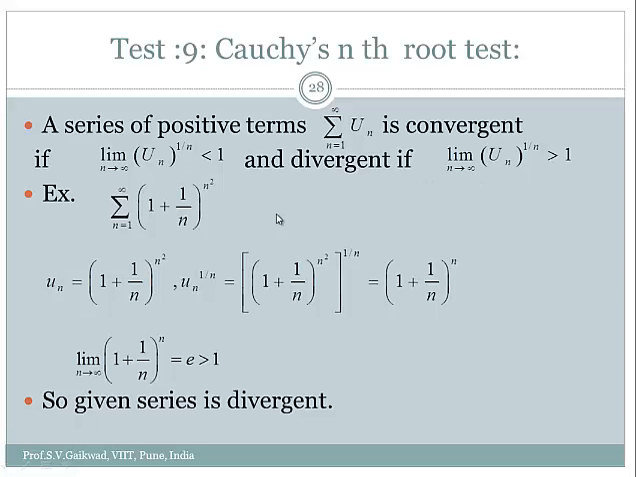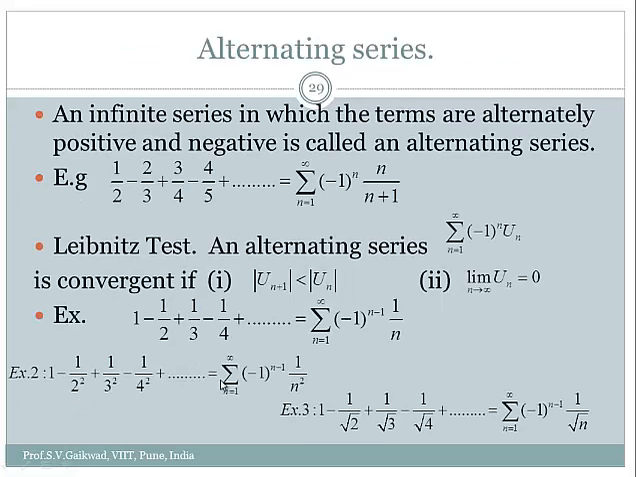Obviously, we will apply the test if it is possible to find the nth root of un. So this is the series, this is un, and we can easily find its nth root, raised to 1 by n. We get 1 plus 1 by n raised to n, and the limit of this is the standard form, the limit is e, which is greater than 1. So the given series is divergent, as the limit of the nth root of un is greater than 1. With this, we have now completed the tests for positive series.